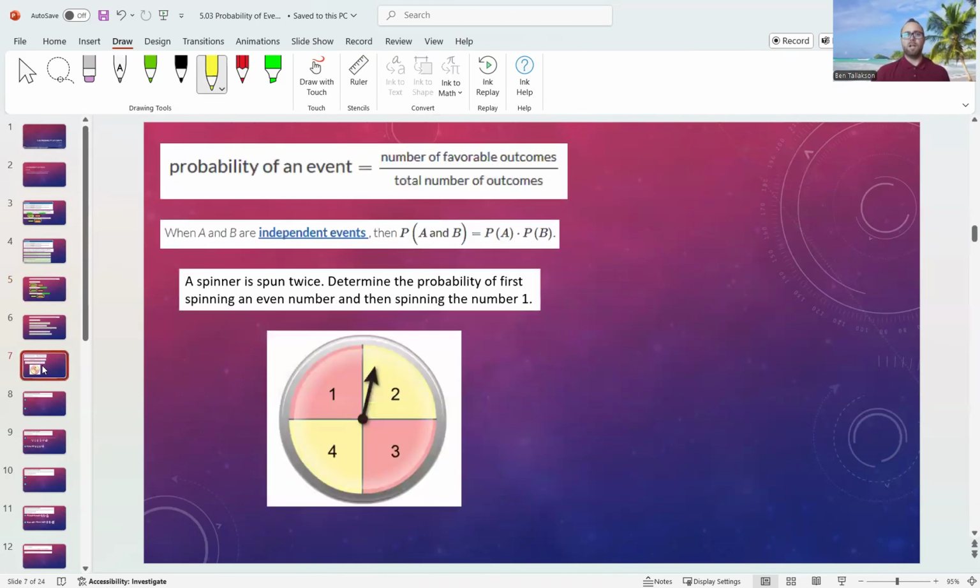Now that we understand that, let's just look at the general equation for a probability of any event. So any probability is equal to the number of favorable outcomes, so what you want to happen, out of the total number of outcomes. When A and B are independent events, then the probability of A and B is equal to them multiplied together. This is super important. You will need it on the part 2 test, so write it down.